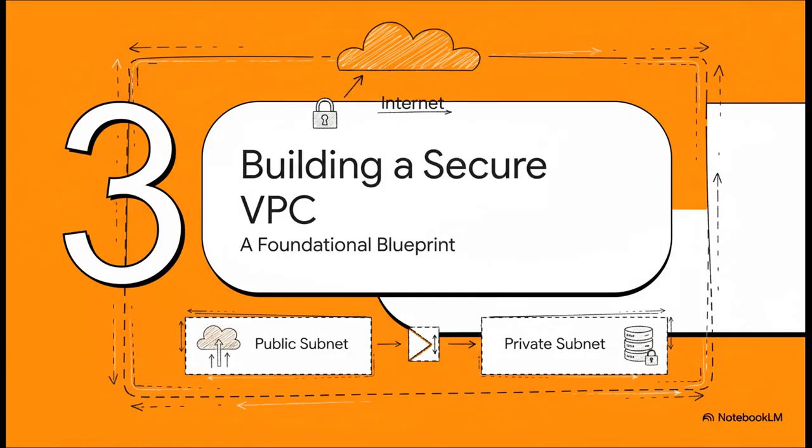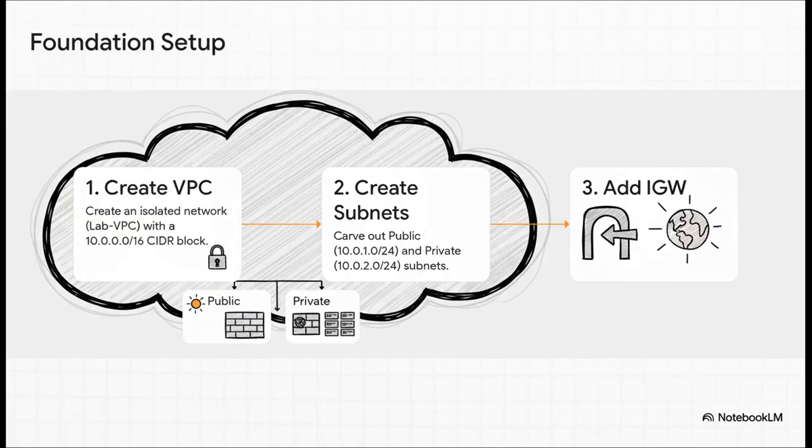All right, enough theory. Let's get our hands dirty and see how this actually works. We're going to build the most common, the most essential AWS network blueprint there is, a secure VPC with separate public and private subnets. First, we lay the foundation. We create our VPC, that's our isolated virtual network, our VRF. Then, we just carve out two subnets from our big address block, one that we're going to call public and one that's going to be private.